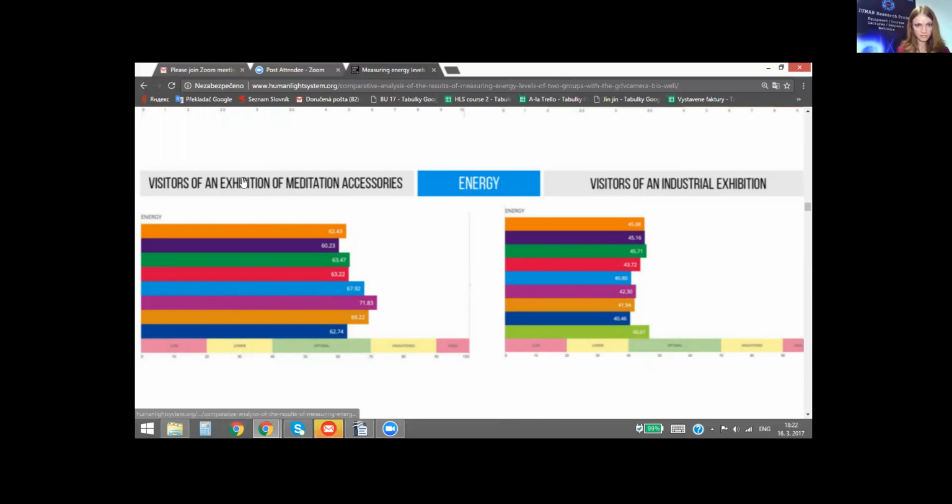So the second indicator, which was shown during the measurements with the GDV camera Biowell, was the level of energy. In this case, it's on the contrary. The energy level of the participants of the meditation accessories exhibition is much higher. It is mostly in the high level of the optimal area, or even close to the high-end level. So they have quite a lot of energy, very good energy reserves. While the participants of the industrial exhibition were much more exhausted. Most of them have their energy level in the beginning of the optimal zone, or even in the lower zone.